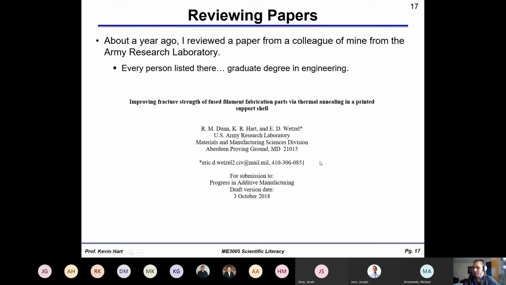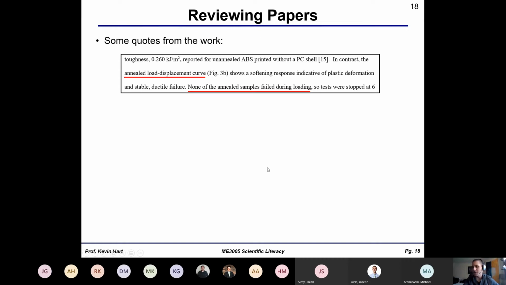And even in this manuscript and in this writing, there's ambiguity, and there are things that can be improved about the communication and about the writing. So my point is that it doesn't just happen at the low levels; it happens even at the upper levels, and you really have to be mindful and watch out for it. Okay, so here are some quotes from the work. Starting here on the right-hand side: "In contrast, the annealed load displacement curve."